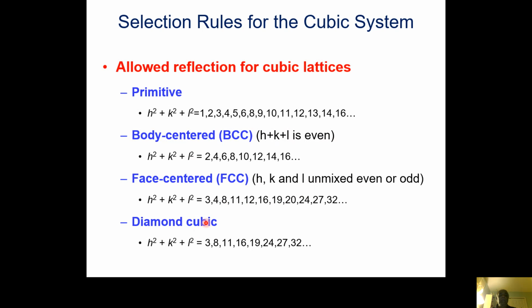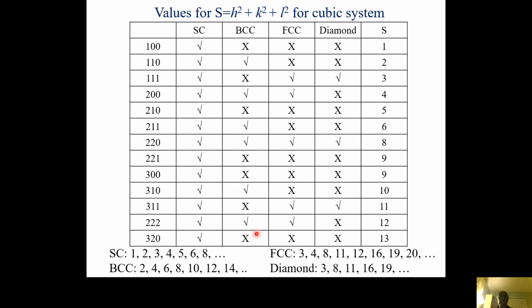Diamond structure is also a cubic structure. So these are the numbers, and this is the one you need to remember to do this indexing. So here are some simple things. For simple cubic, all these reflections are allowed. For BCC, you can only have those where the sum is even. So this is fine, 1, 1, so you can have 2, but you cannot have this one, because the sum is 3. So for BCC, only these ones are allowed.